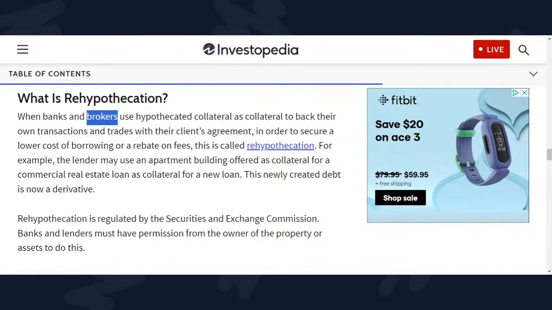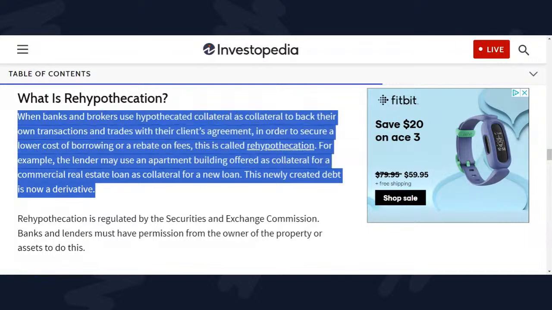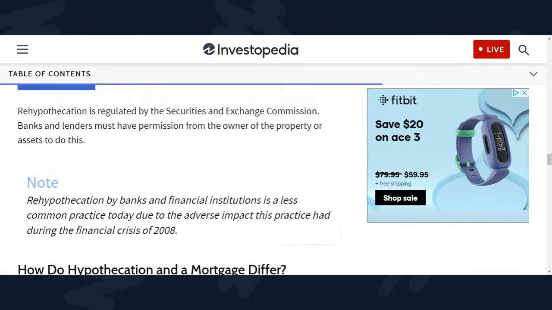This newly created debt is now a derivative. Rehypothecation, so you're basically just hypothecating the same asset twice. It's kind of like bifurcating it so you can hypothecate it in two different situations. You see what's happening now?